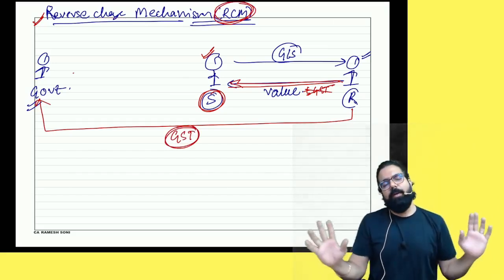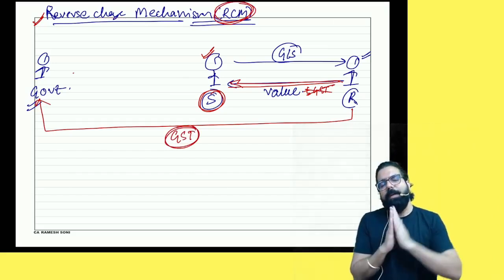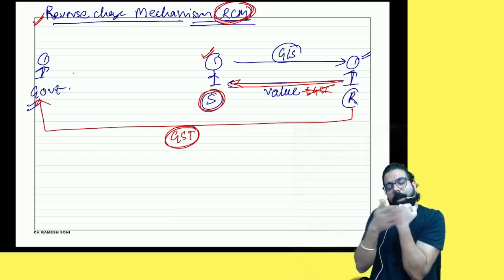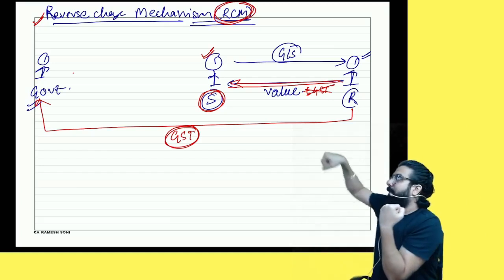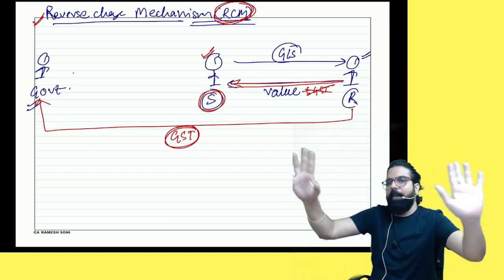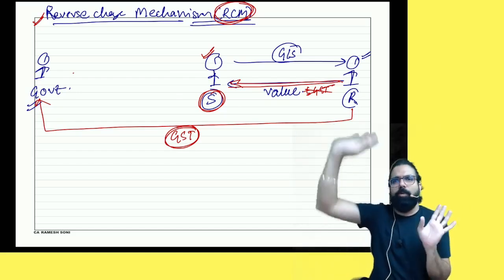Can you tell me generally what happens? I will supply you the goods or service, I will collect the money, I will collect the GST, I will pay GST to the government. This is normal. Everyone, you have seen this? In every place where you go, you pay the GST, and they pay to the government.